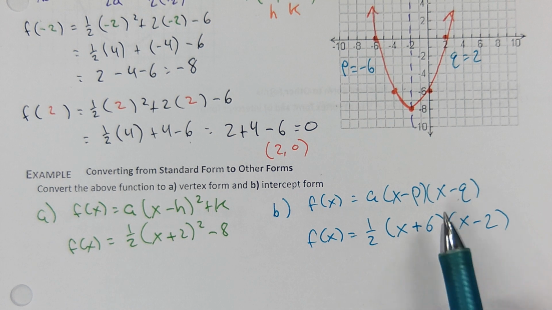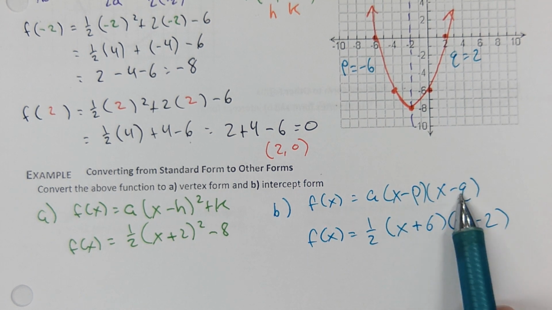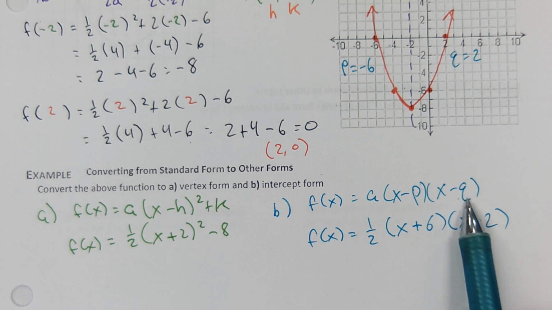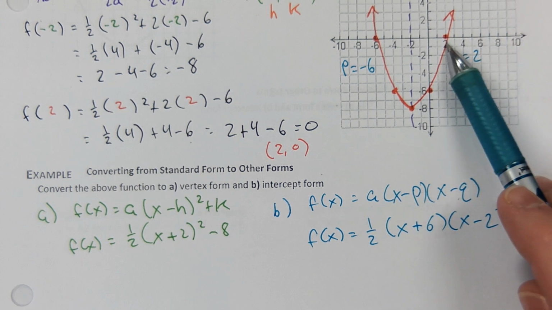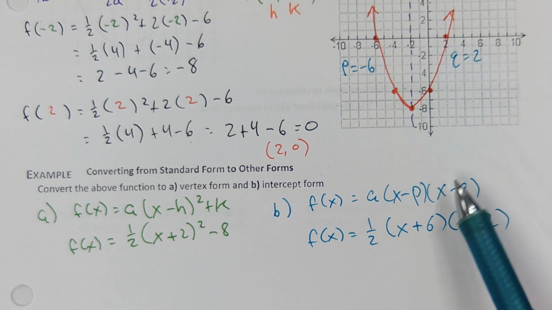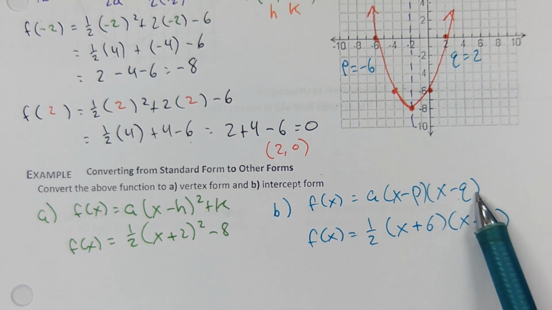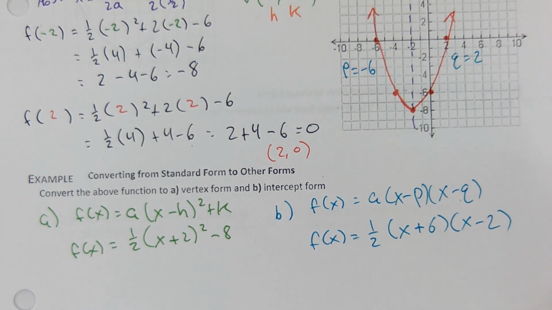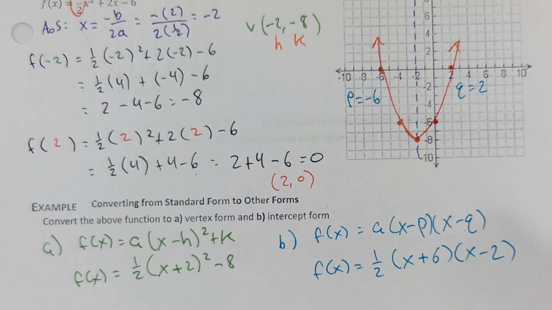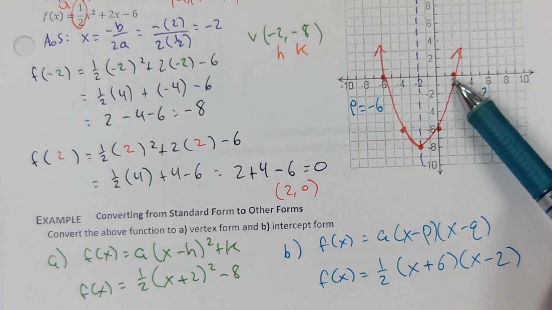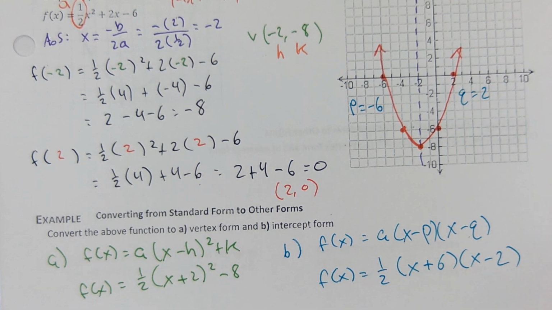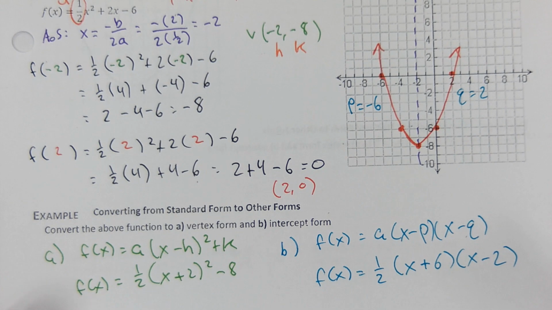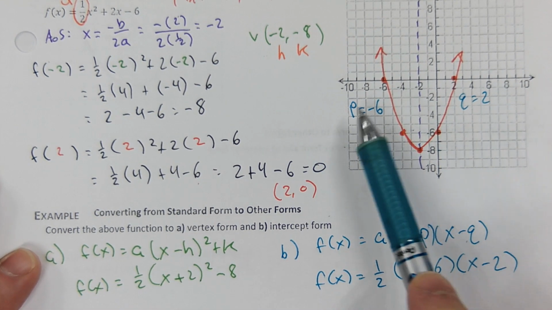So the general setup is x minus p, x minus q, where p and q are the solutions. P and q are the x-intercepts. So we know that q is +2. So it's x minus +2. Okay, so the fact that the vertex happens at a 2 and the x-intercept happens at a 2 is complete coincidence. Yeah, and that's why I labeled them as H and K, but these were P and Q.